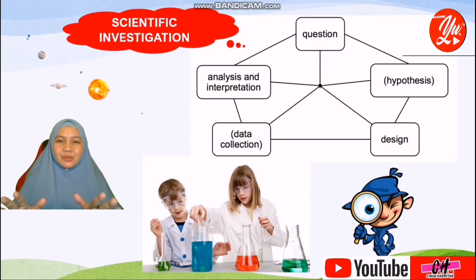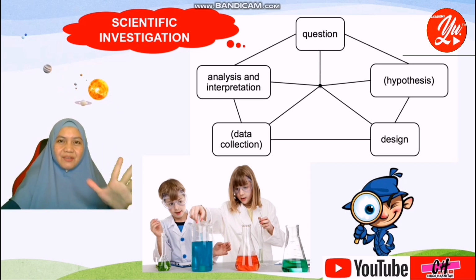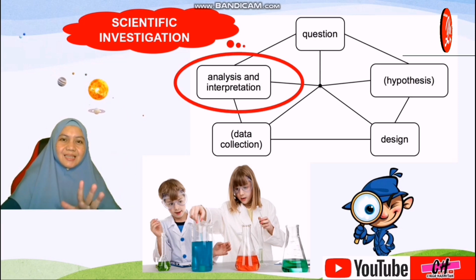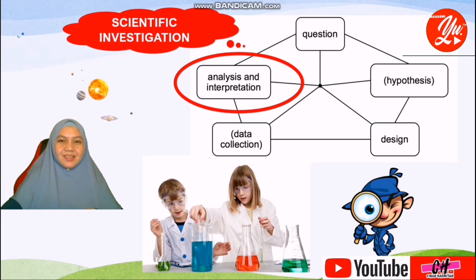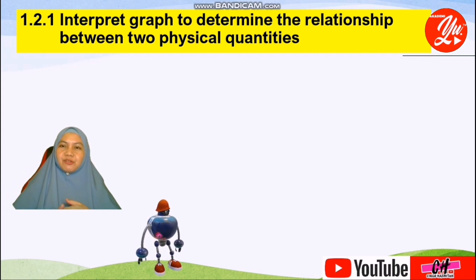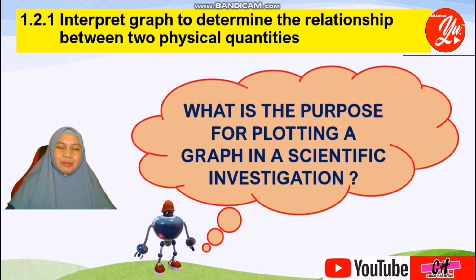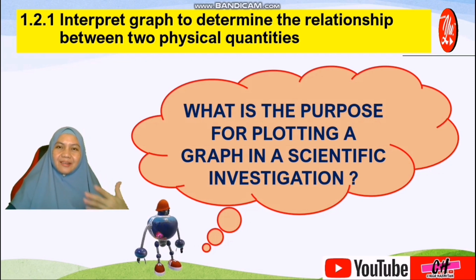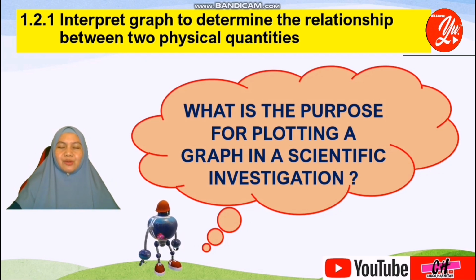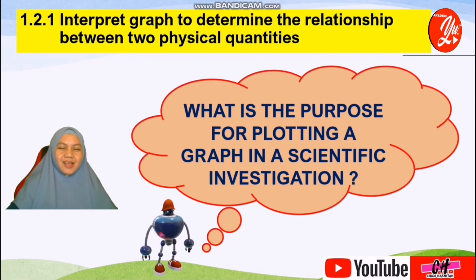But what are we going to do today? We will be focused on the 5th step, which is analysis and interpretation. So this is the 5th step in scientific investigation, interpreting graph to determine the relationship between 2 physical quantities. So in physics, how do we interpret our data? We do interpretation of data by plotting a graph. Okay, so this is a question for you to think. What is the purpose of plotting a graph in a scientific investigation?